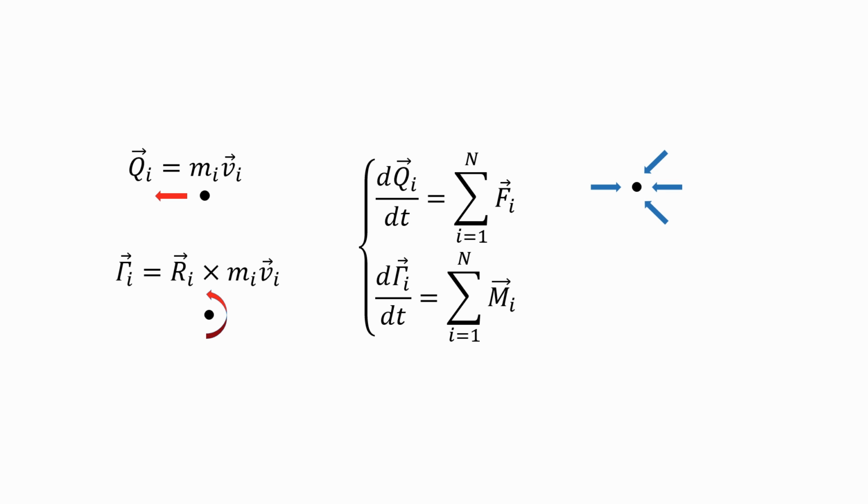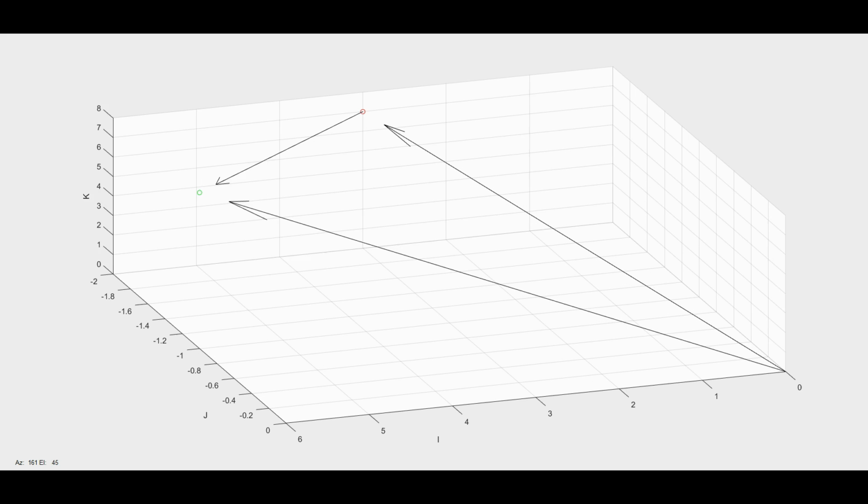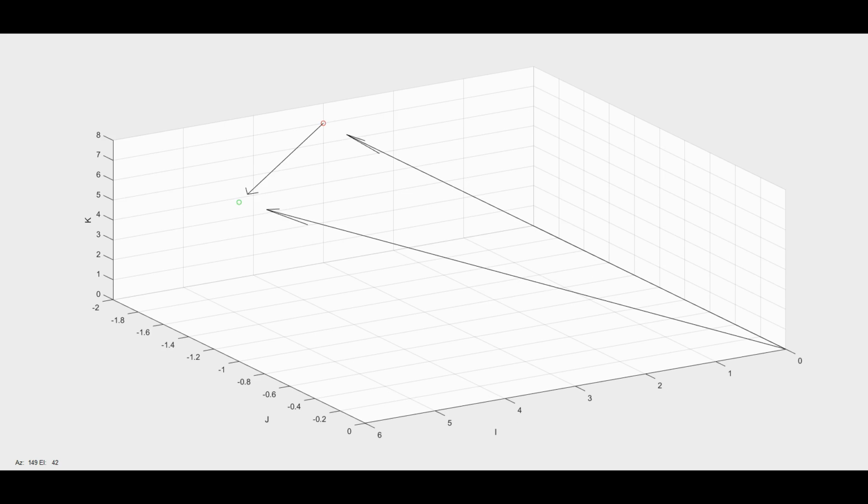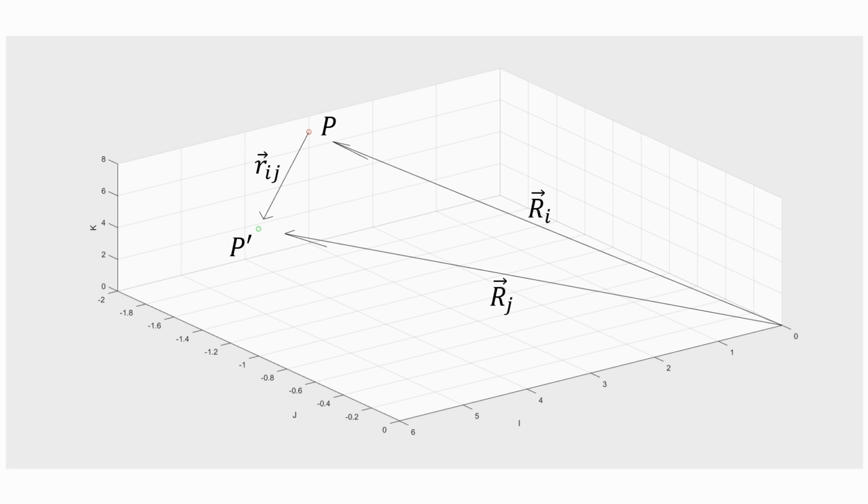The same discussion holds for the rotational equivalent of momentum, which is the angular momentum. Its variation in time comes from the result of the summation of all the torques applied to the point mass. If we now consider two point masses in the inertial reference frame ijk, we can use this notation in order to refer to the position vectors ri and rj. We can also identify the vector rij, which corresponds to the distance between the point masses.